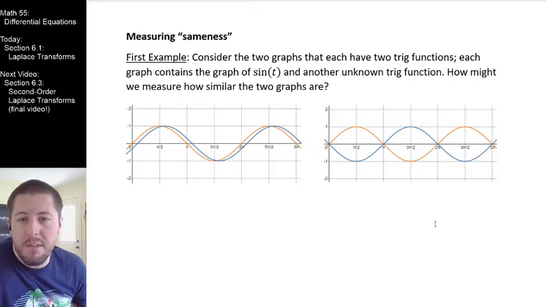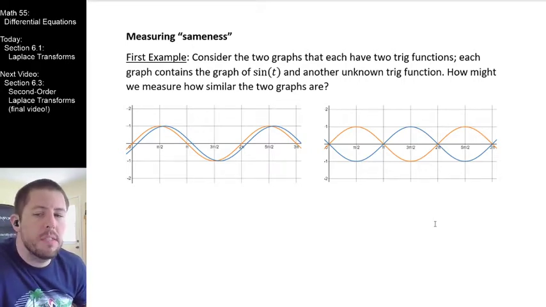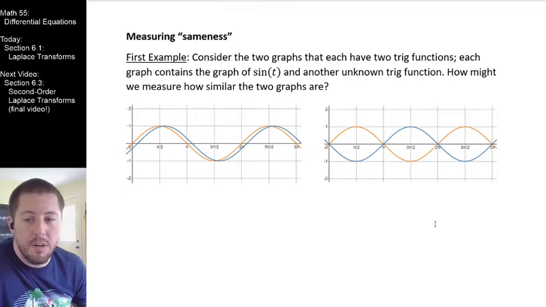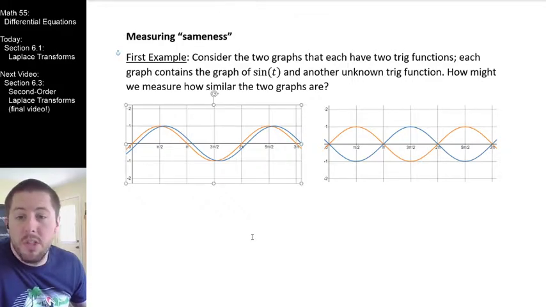In both of these graphs, the orange curve is the function sine of t, and the blue curve is some other function that we're comparing to sine of t. And I want to say to you, how similar are the blue and the orange curves? Hopefully it's very obvious that in the first graph right here, the blue and the orange curve are very similar to one another. They're highly similar. They almost fully agree.